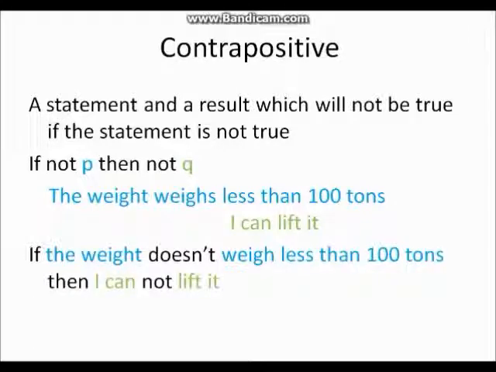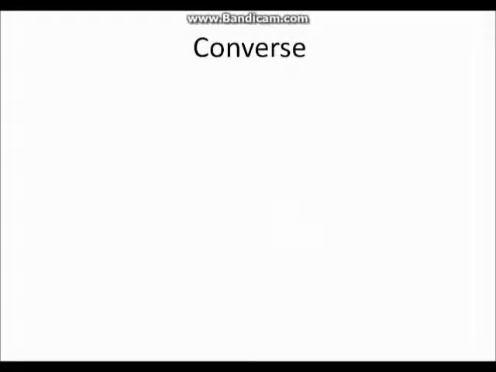If we were given a contrapositive statement, though, which is if the weight doesn't weigh less than 100 tons, then I cannot lift it, then the weight weighing more than 100 tons would make the statement part not being true, true, which would make the result not being true, also true. If the weight weighs more than 100 tons, then it doesn't weigh less than 100 tons, so I can't lift it.